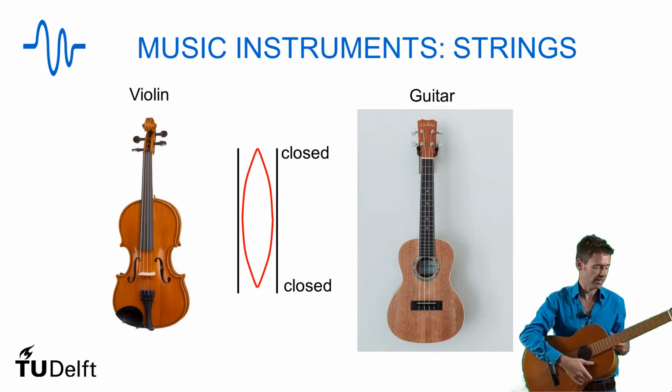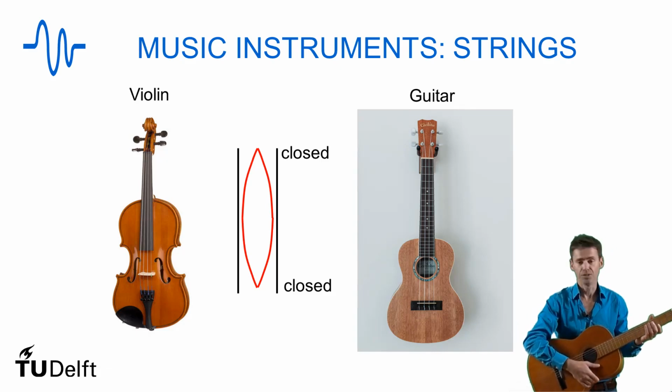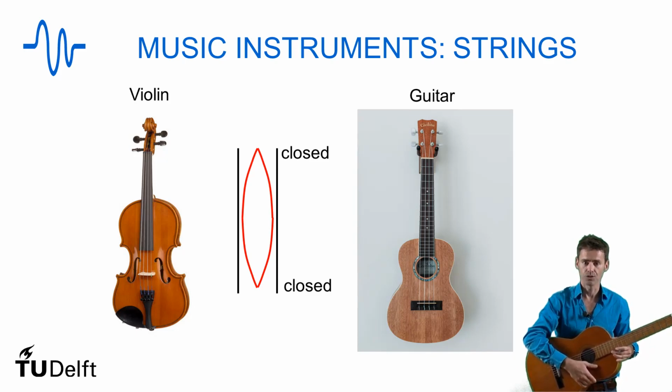Also, we can change the length of the string, but not continuously, only at the locations where we can put our finger close to a fret. So for example, if we halve the length of the string, we get twice as high a frequency. This is called an octave.